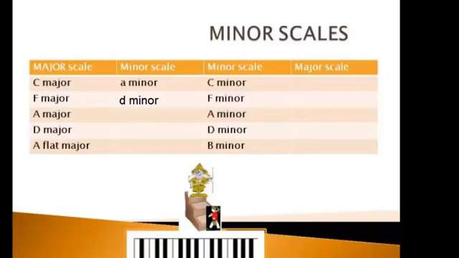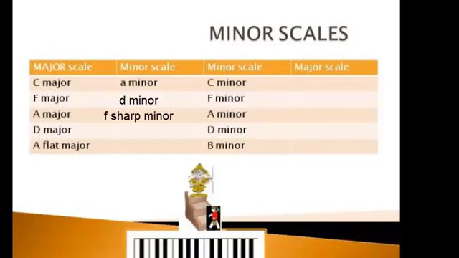A major. We're going from the majors to the minors. So we're going to go down, right? So we're starting on A, down to G sharp, to G, to F sharp. So F sharp minor is A major's relative.